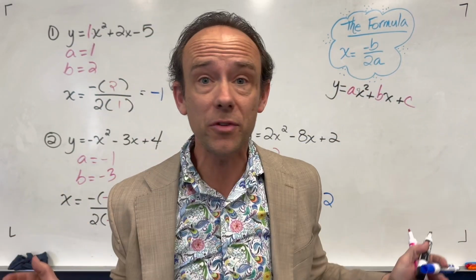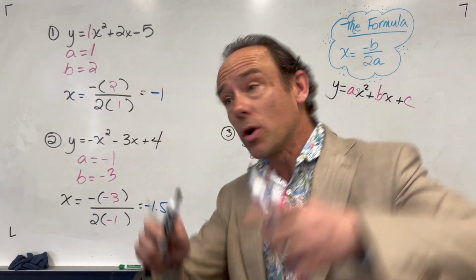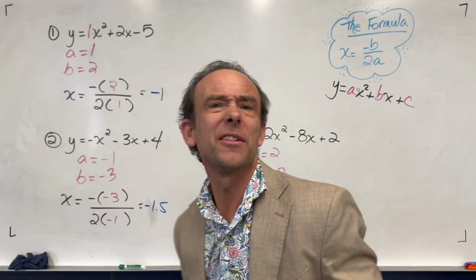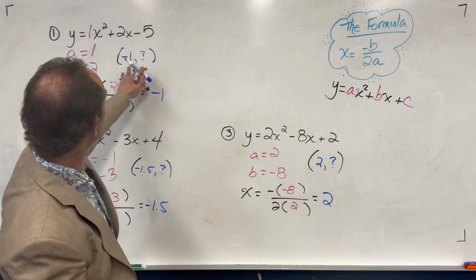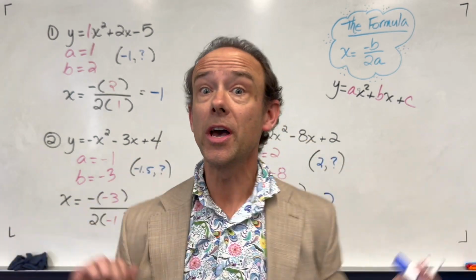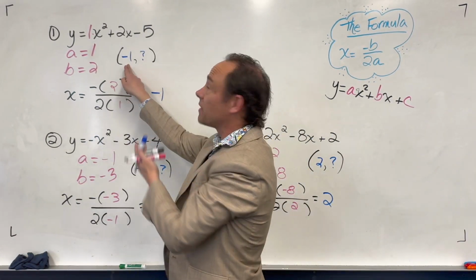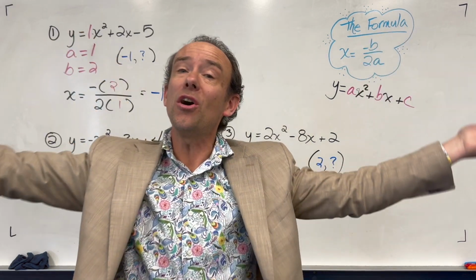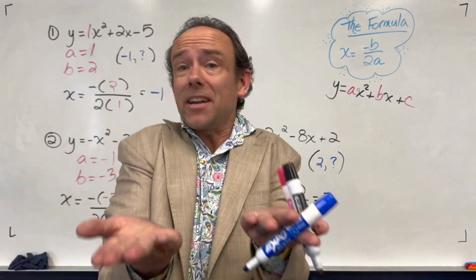Because once you have the vertex, all you got to do is use the a value. So the answers that we know so far are as follows. In each case, we know the x value of the vertex. Now we just got to find the y value. And you do it the same way every time. What you do is you take the known value of x, you plug it back into your equation, and you solve for y. Well, let's do it. I'll set it up for you.